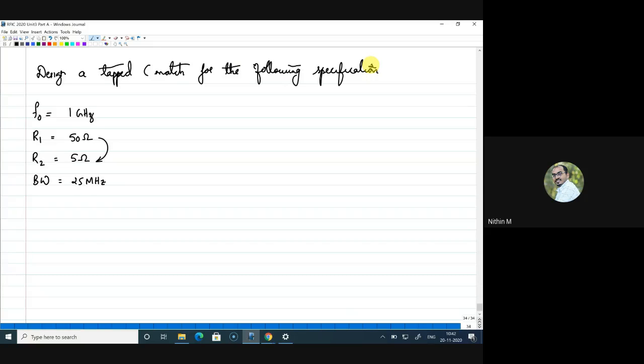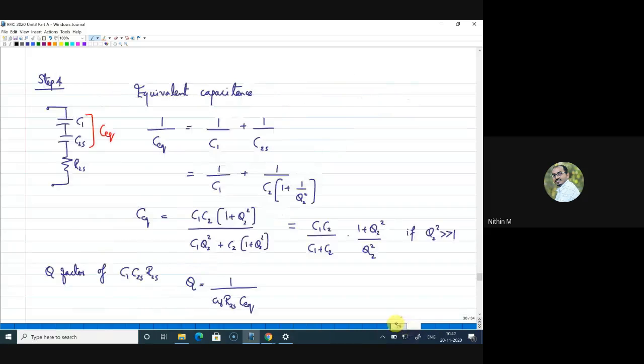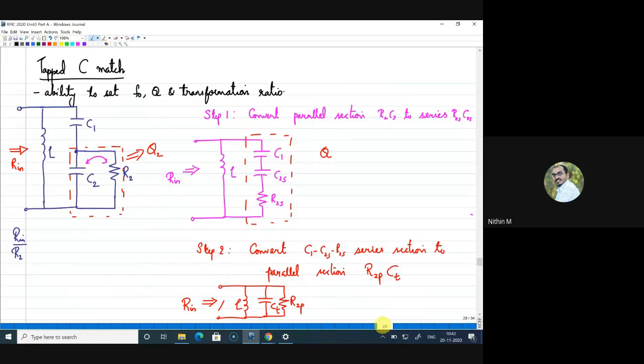Rakshak, come again. Sir, I didn't understand how C match is better than pi match, because even in that I could adjust for all these parameters. No, I did not say that this is better. If you remember, this also has the ability to set F0, Q and transformation ratio, same as pi match. I was telling it is different from L match. Compared to L match, pi match has one more degree of freedom, right? The same thing is there for this tapped capacitor match also.